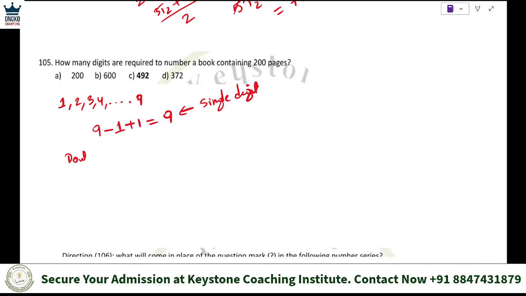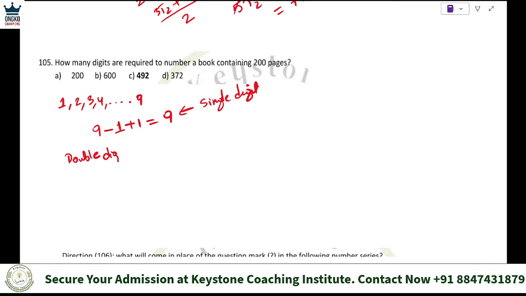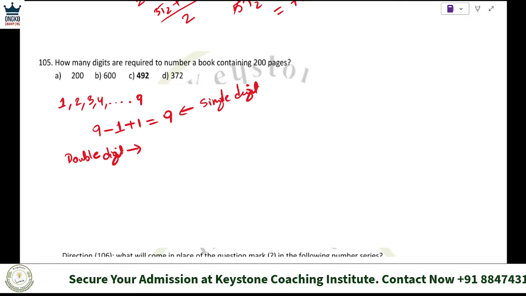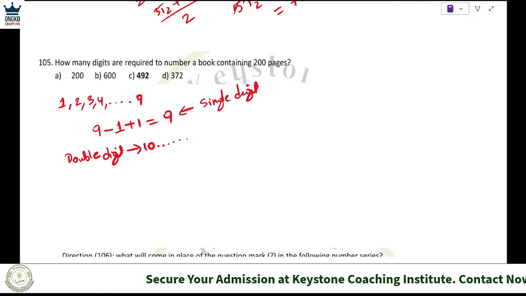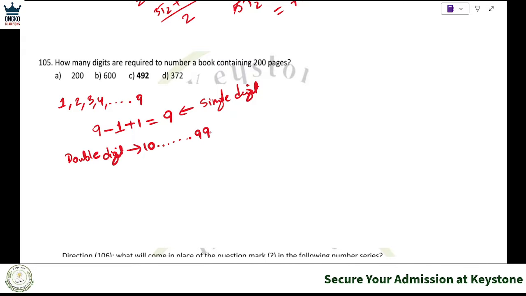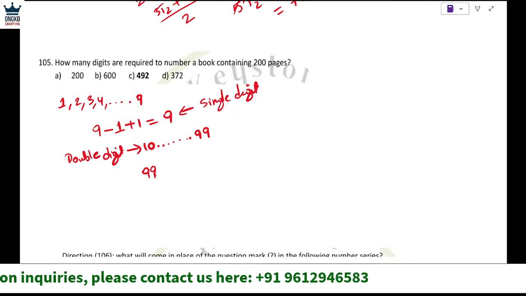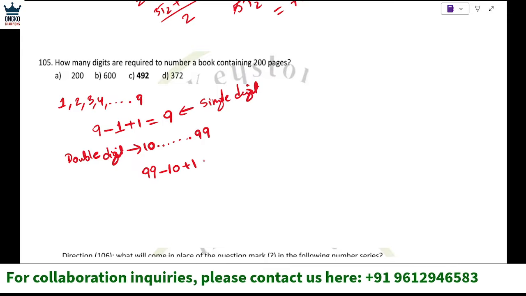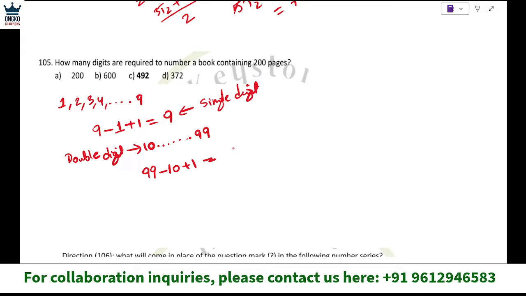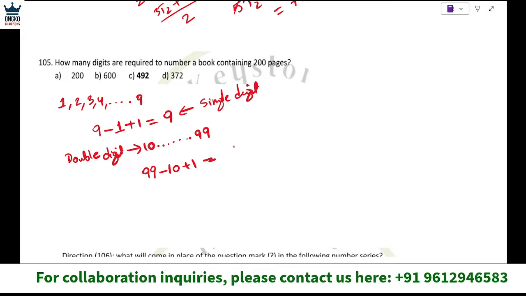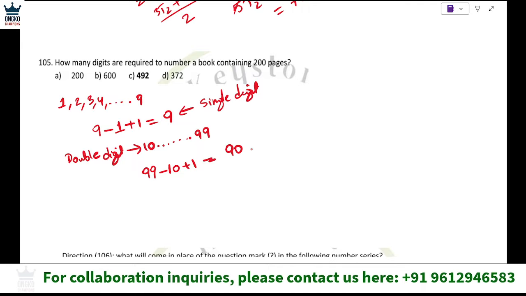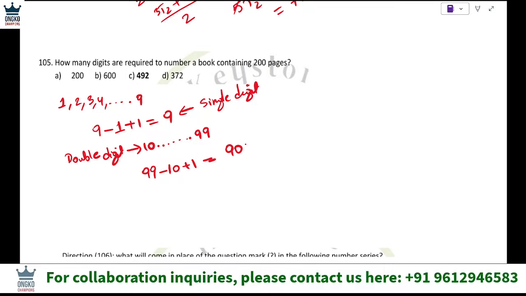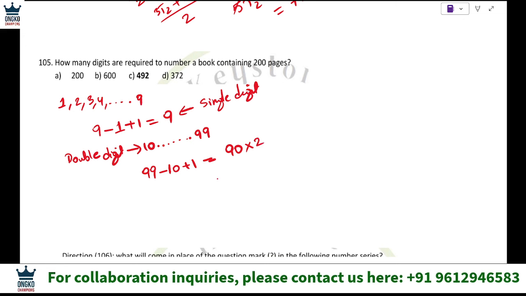Double digit numbers start from 10. So start from 10, 11, 12 and so on till 99. So we apply the formula. The last number is 99 minus the first 2 digit number 10 plus 1. So this will give us 90, right? However, this is recording 2 digits, so we will multiply by 2. That means here 180 digits.